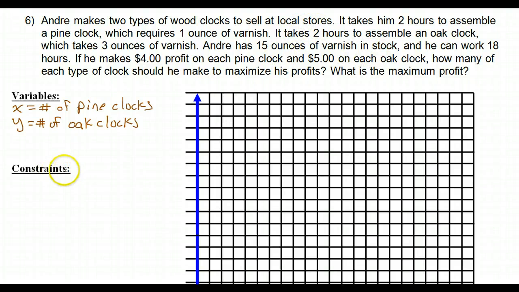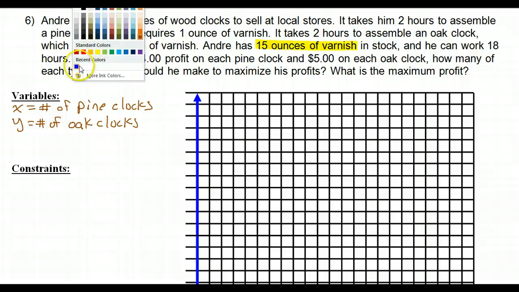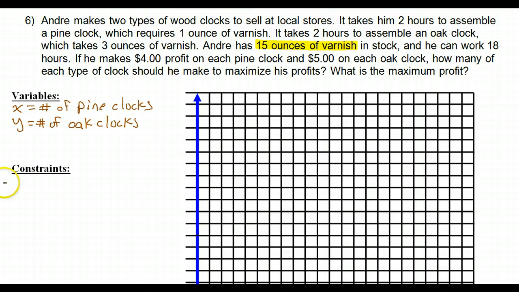Remember, a constraint is just a limitation. So I scan the problem looking for any mention of a limitation. So blah blah blah, takes this, takes that. Andre has 15 ounces of varnish in stock. That's a limitation. Okay, 15 ounces of varnish in stock. That's all he's got. So we have ourselves a varnish limitation. So let's write that down. Varnish.